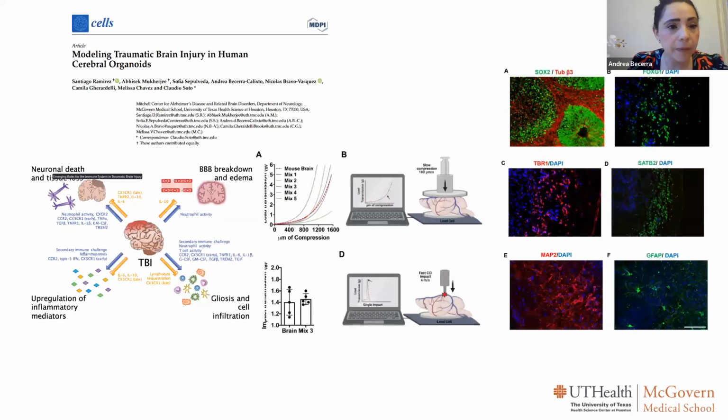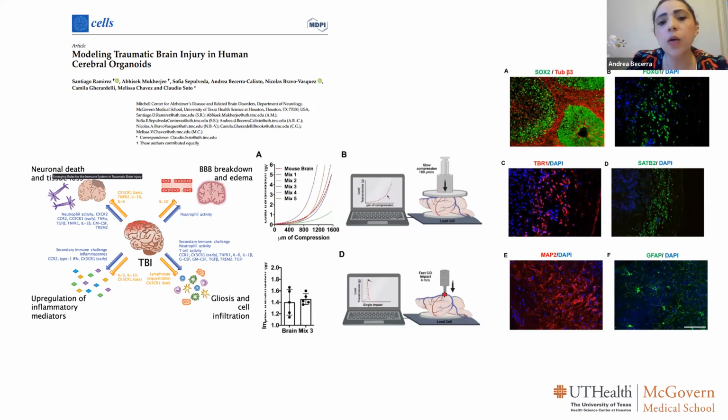Another model that I have participated in is traumatic brain injury in organoids. Briefly, traumatic brain injury is a trauma produced mostly by car accidents or by some sports such as football or boxing that produce trauma in the brain, generating brain barrier breakdown and edema. There are gliosis and infiltration, and there are neural death and tissue damage. And with time, this kind of trauma is also a risk factor for neurodegenerative diseases or dementia.